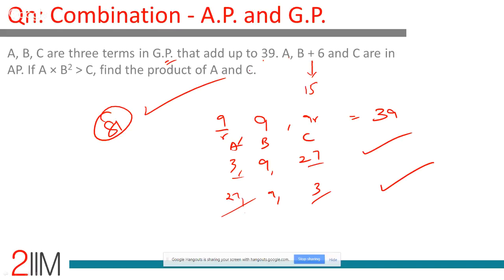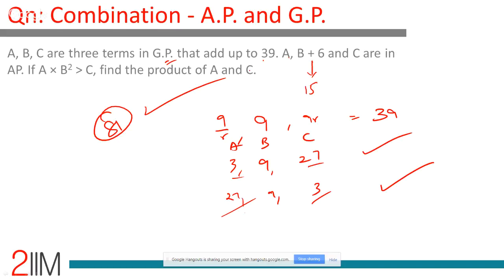The other way of thinking about this: A, B, C are three terms in GP. A into C is B square, B is 9, 81. You don't need to do anything else. So if your genius is looking at this question, he's going to say, we want to find the product of A and C. That is B square. All I need to do is find B. B plus 6 is 15, B is 9, B square is 81.